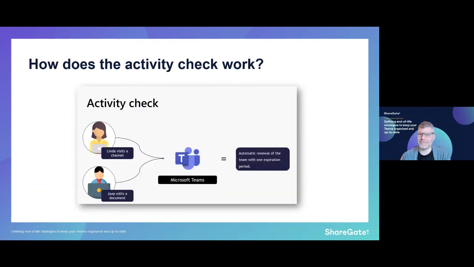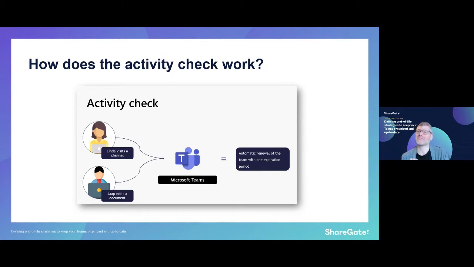There's something called an activity check that should help owners in a way that they don't have to renew a team that's actually being actively used, because it is kind of strange to receive a notification, for example, for a department team that people are using on a daily basis with the question, do you want to renew this team? It's like, well, yes, because I work on it every day.